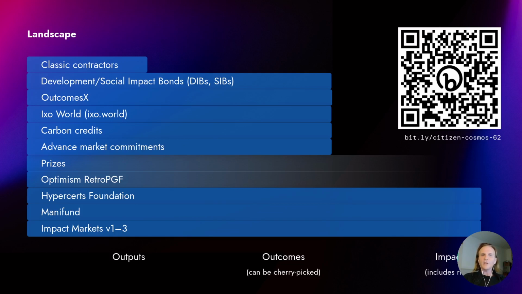There are advanced market commitments, another example where incentives are created for outcomes. Then when it comes to prizes, prizes are used for all sorts of different things. So there's no clear line to draw there whether prizes are used for outputs, outcomes, or impacts. There have probably been plenty of prizes for all of these.